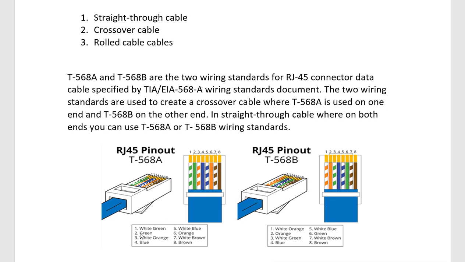It goes like white-green. First you will add white-green, that means the white cable which has the green stripe. Then you will use the green cable, totally green. Then you will use white-orange. Then you will use blue, then white-blue, orange, white-brown and brown. This is the standard for T568A, defined by the TIA/EIA 568 standards.